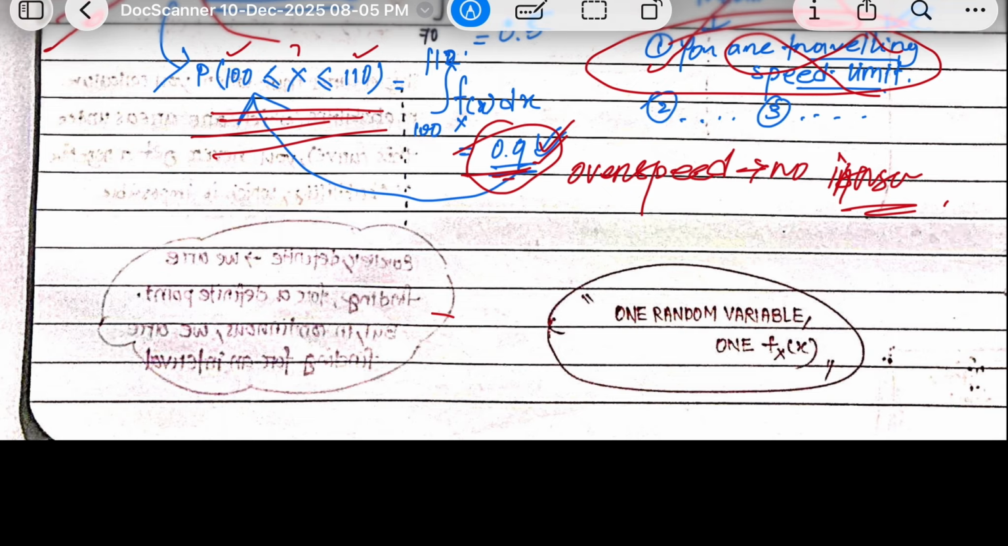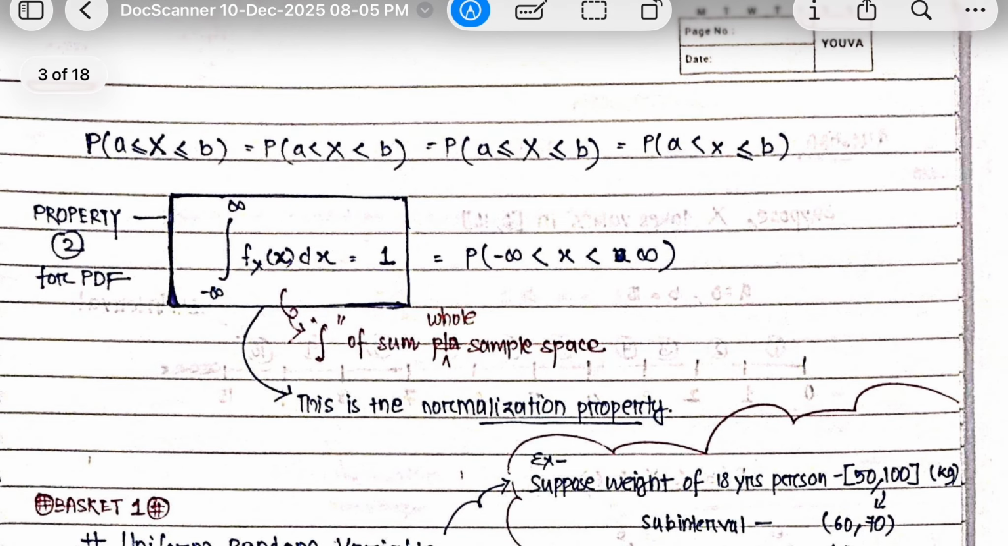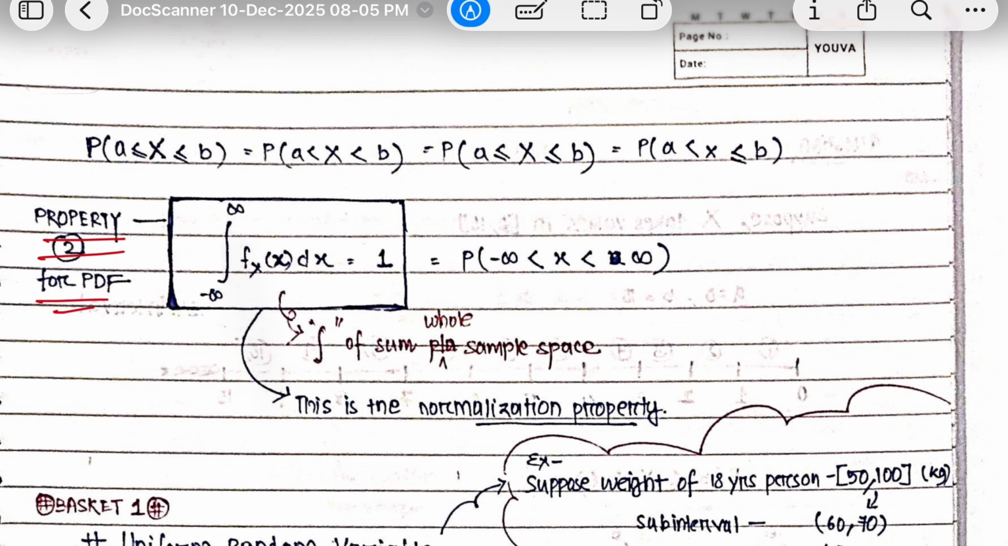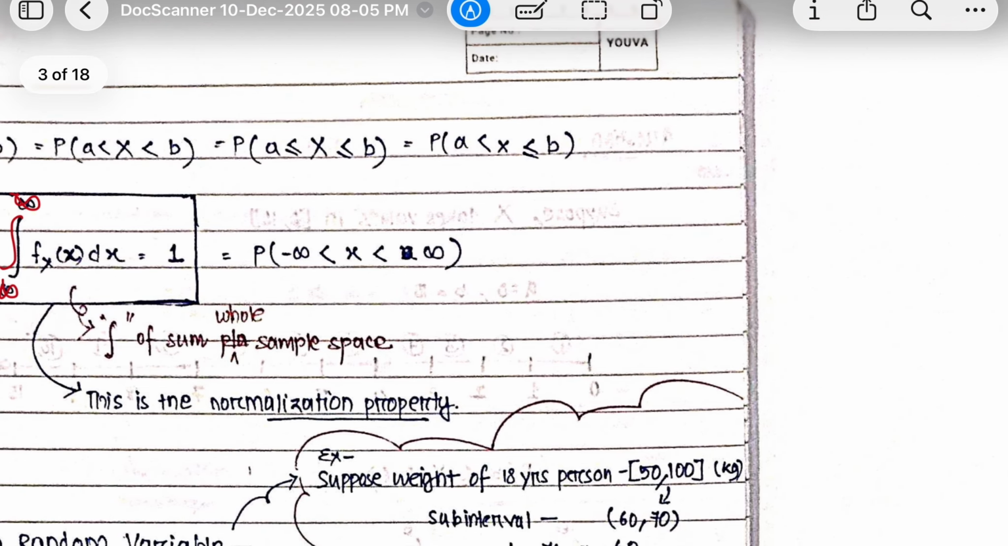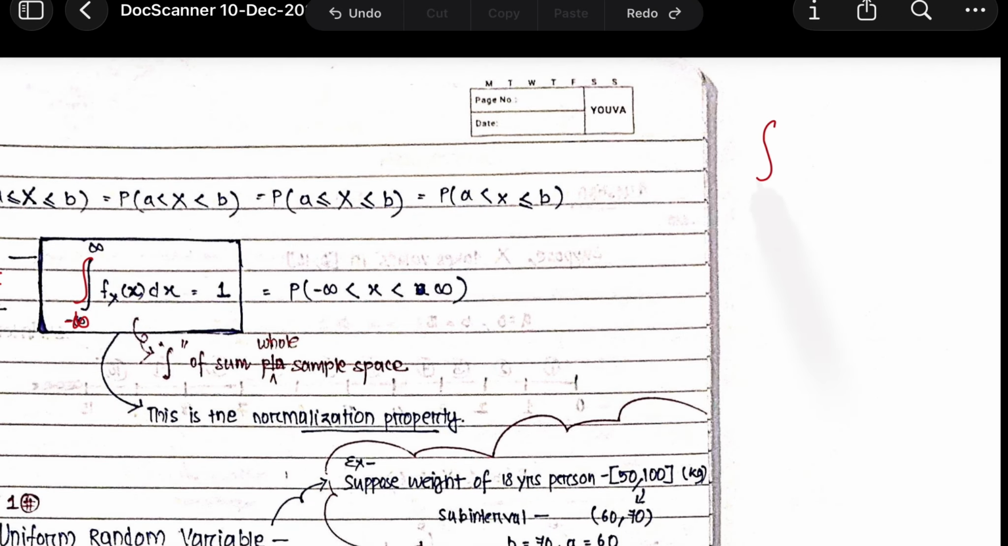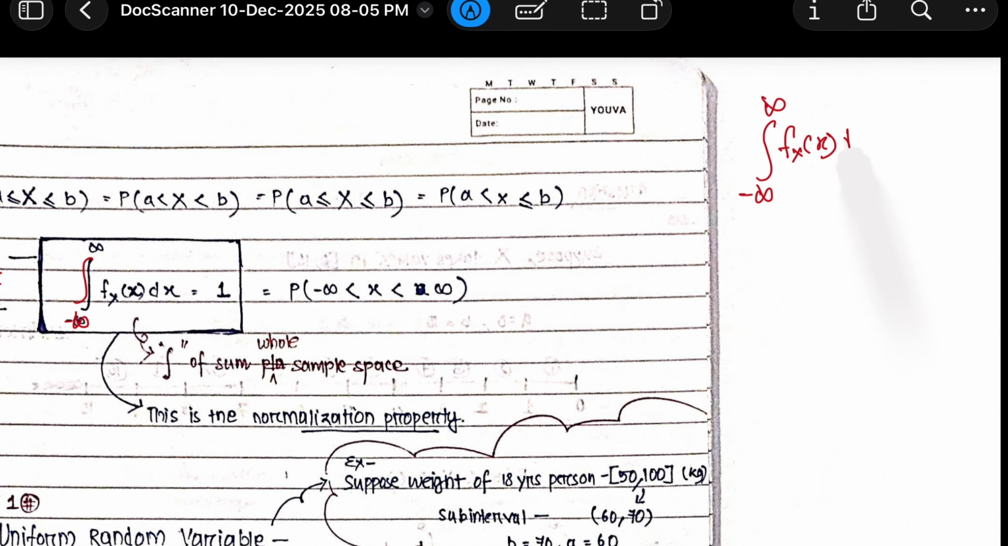So, moving on to the second property of the PDF. The second property says that the integration from minus infinity to infinity of f of x dx must be 1. This is the normalization property.